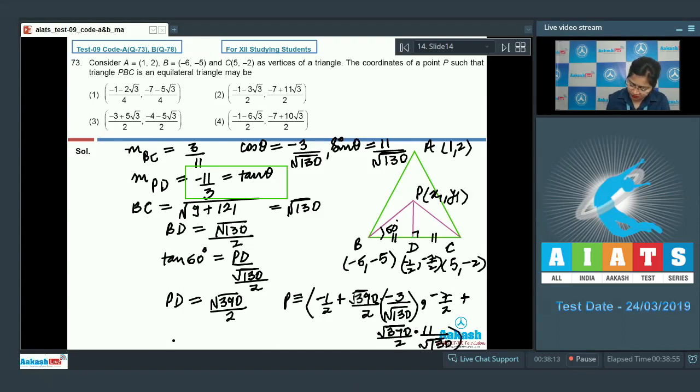So solving this we will get point P as (-1 - 3√3)/2 comma (-7 + 11√3)/2. That is option number 2 is the correct answer.